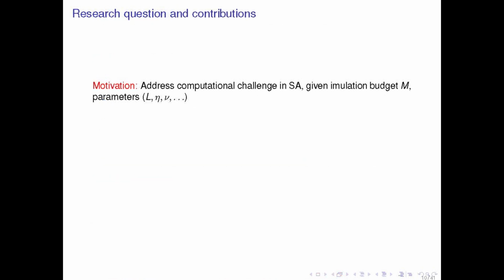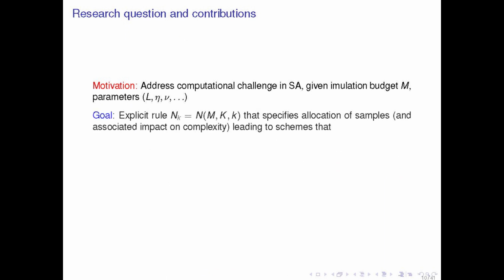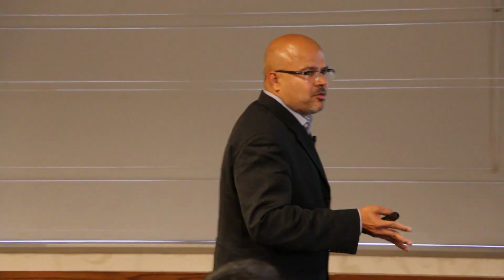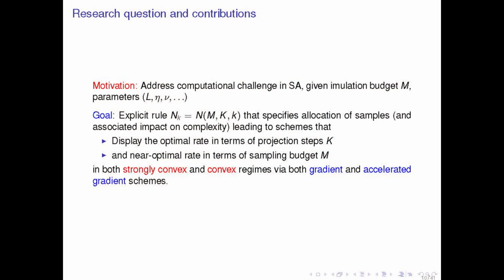So what is our motivation? We're interested in coming up with explicit rules for choosing N_k such that we can get the optimal rate, or the near optimal rate, in terms of projection steps, and obtain the near optimal rate in terms of sampling or simulation budget. So what is the optimal rate in terms of simulation budget? Just based on information theoretic bounds, you know that given m samples, the best I can do is 1 upon square root m, okay? In terms of projection steps, I've already told you what those are.